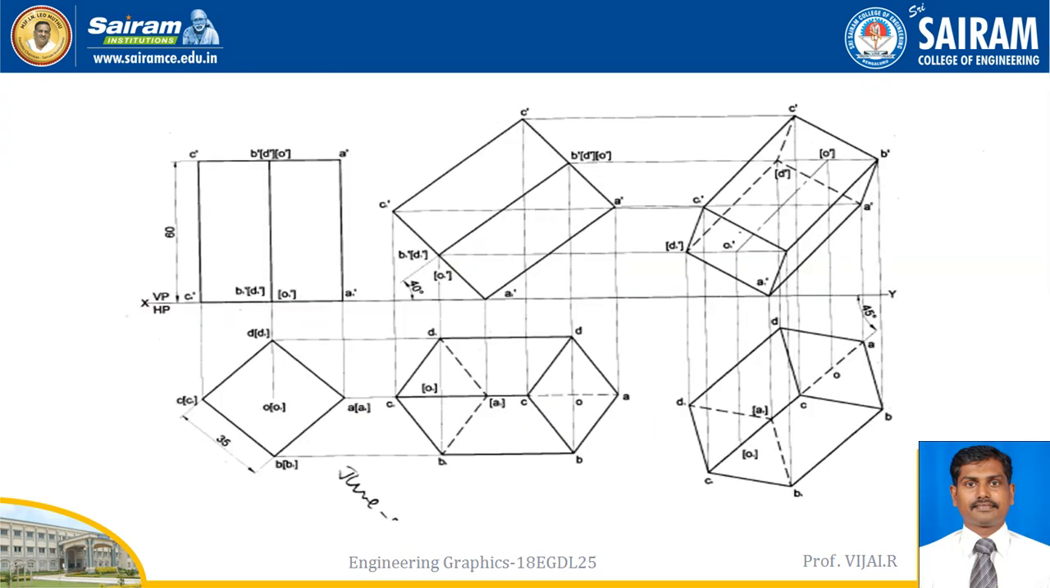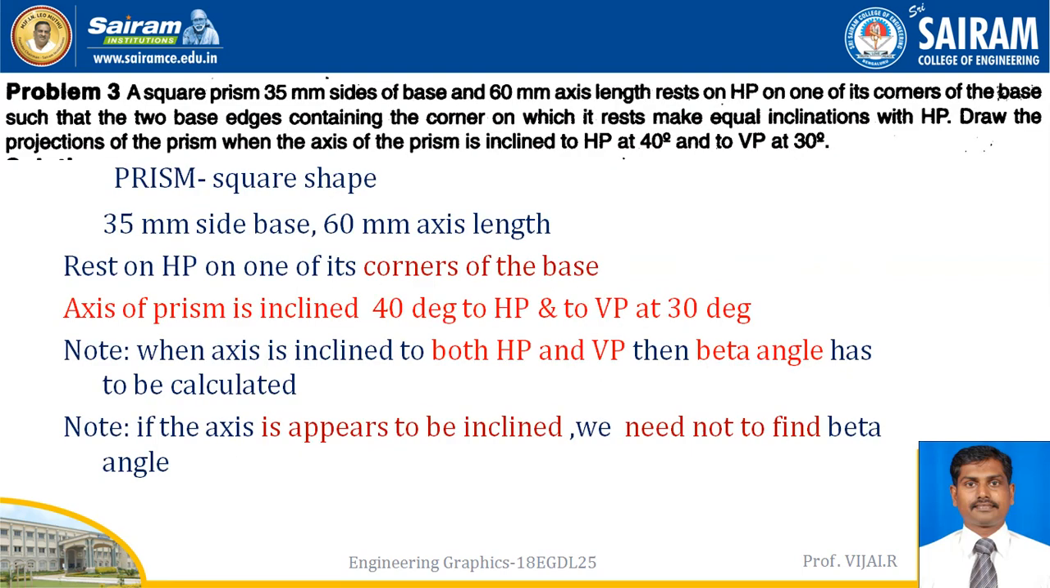Right, I think you can understand this problem, and you can solve it. This is the second type of problem: a corner with the axis appearing to be inclined. And the third type is another type of problem.